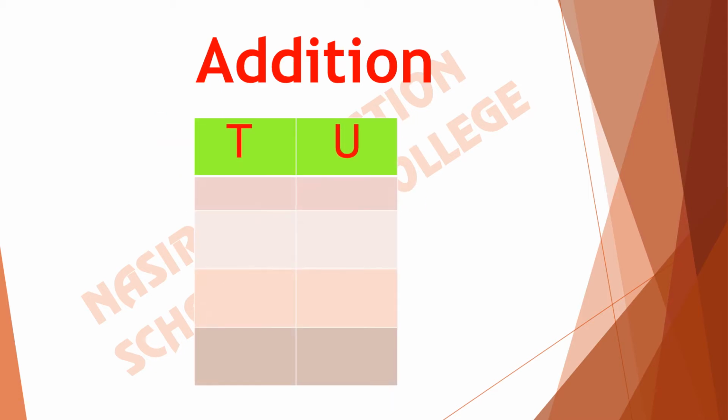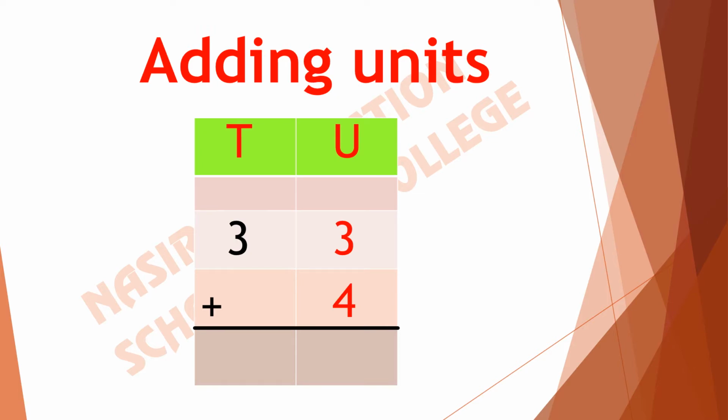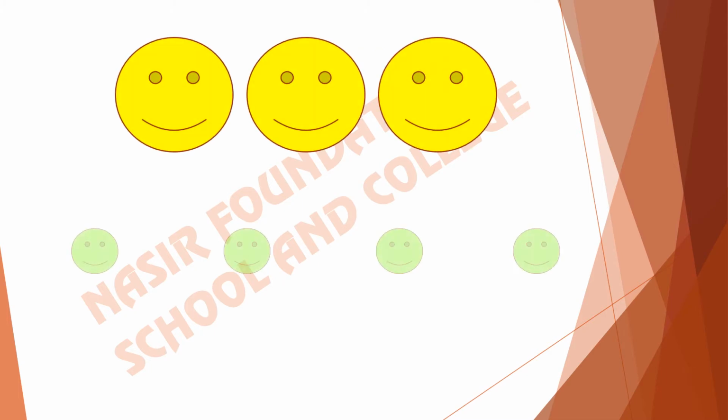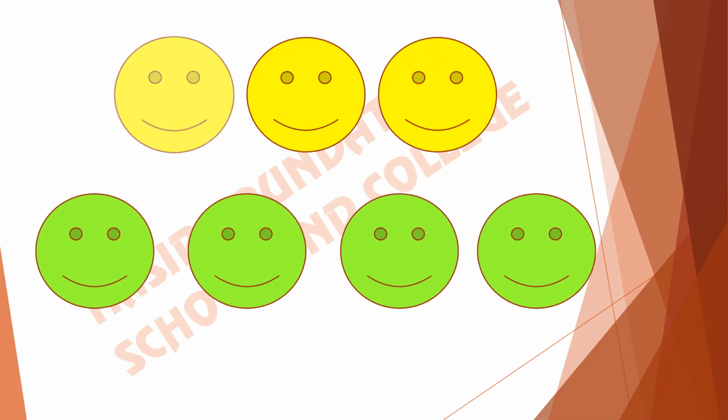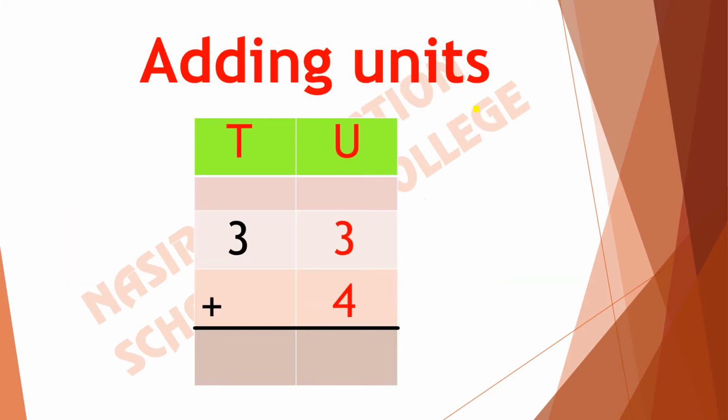Here a chart has been shown. Addend 1 is 33 and addend 2 is 4. We use this symbol to show the addition. We start from units. Here we can see that in the units column there is 3 and 4. We will add 3 and 4. In 3 we will add 4. Now count the shapes. 1, 2, 3, 4, 5, 6 and 7. So we will write 7 in the units column.